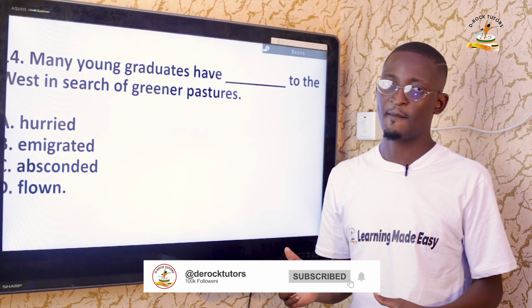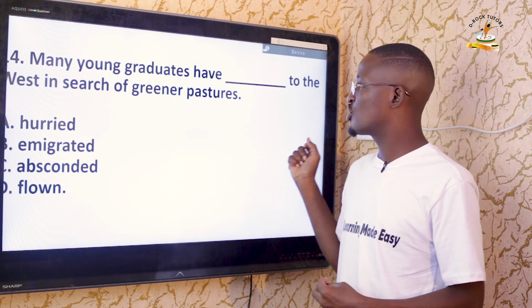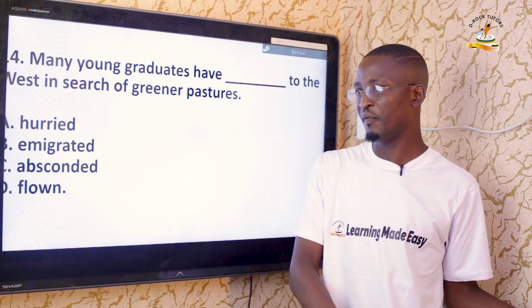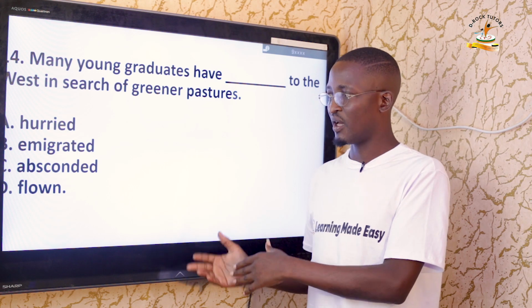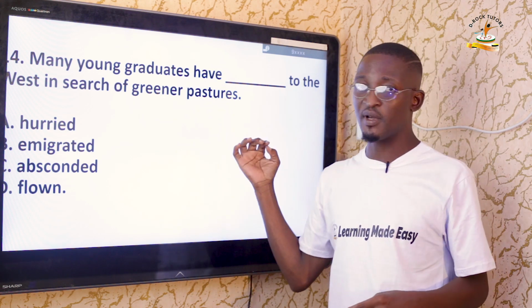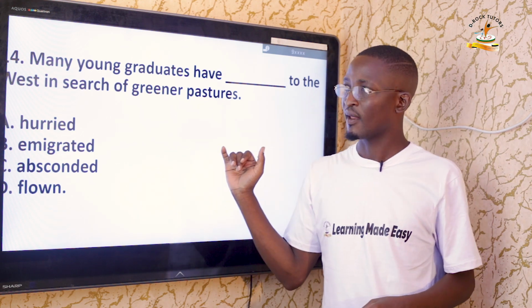Number 14. Many young graduates have dashed to the west in search of greener pastures. That is moving from one country to the other. So that is emigration. So many young graduates have emigrated to the west in search of greener pastures.